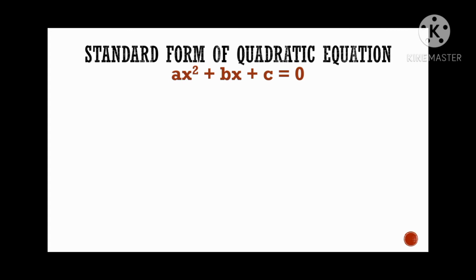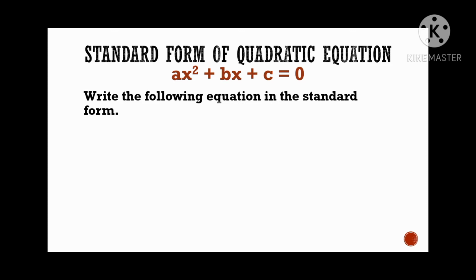So, ito ay isa na sa mga lessons natin noon. So, sigurado alam nyo na to. And, we are going to write the following equations in the standard form. First equation is x multiplied by x plus 5 equal to negative 6.